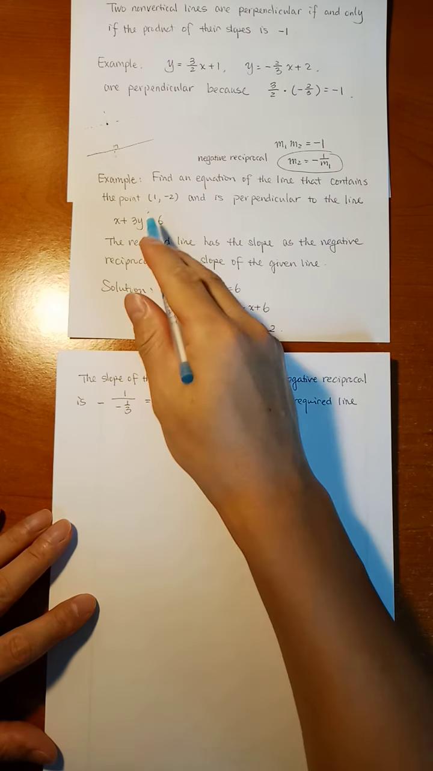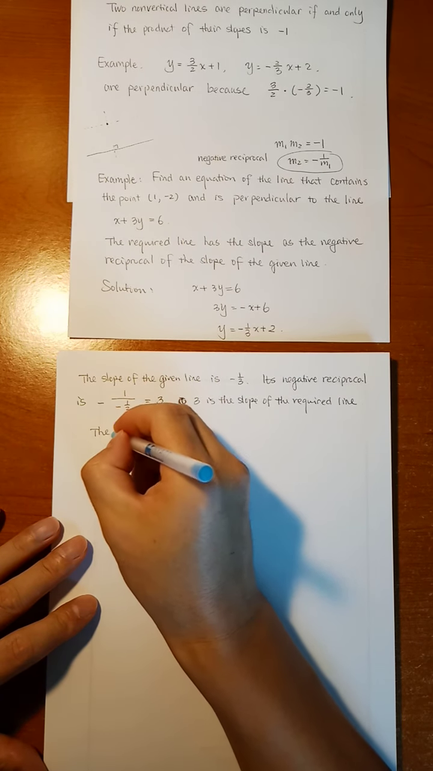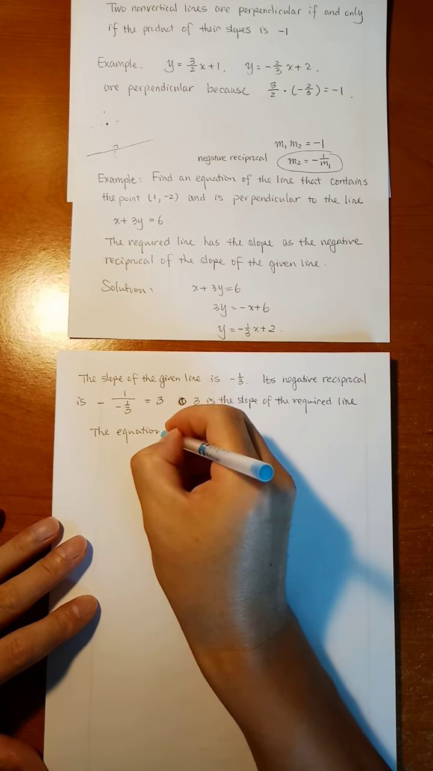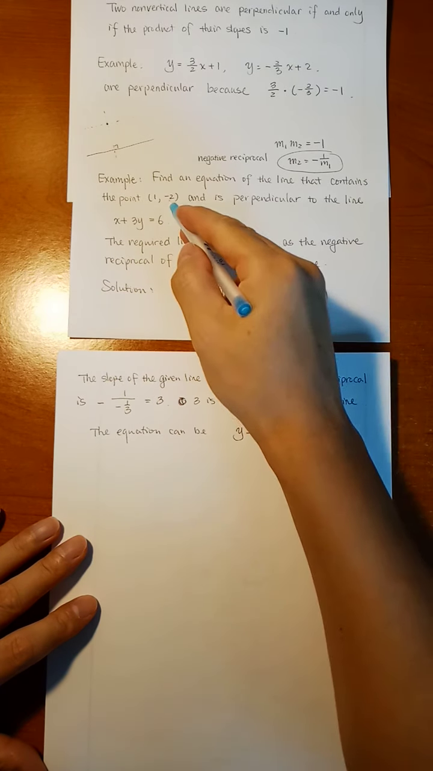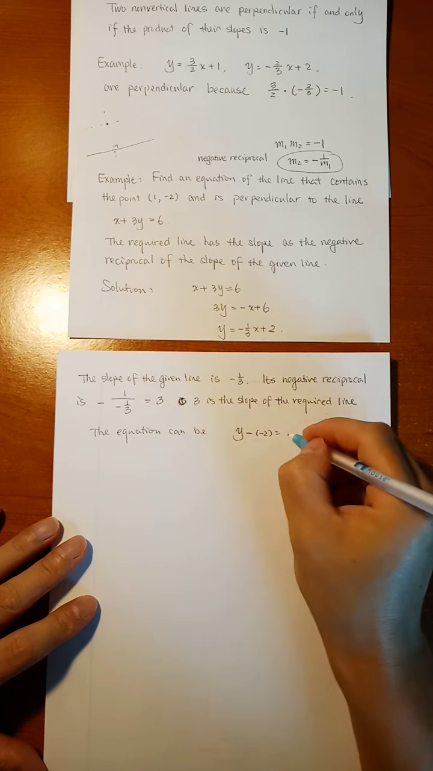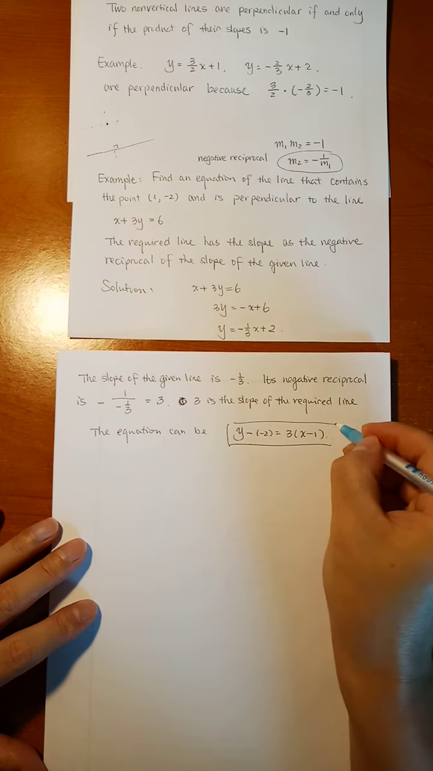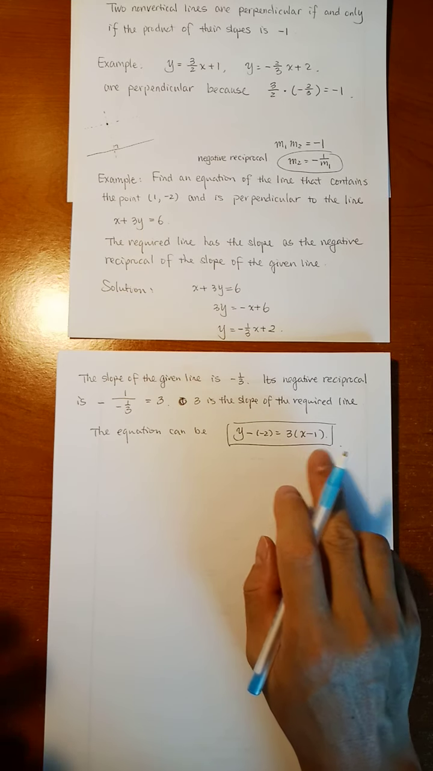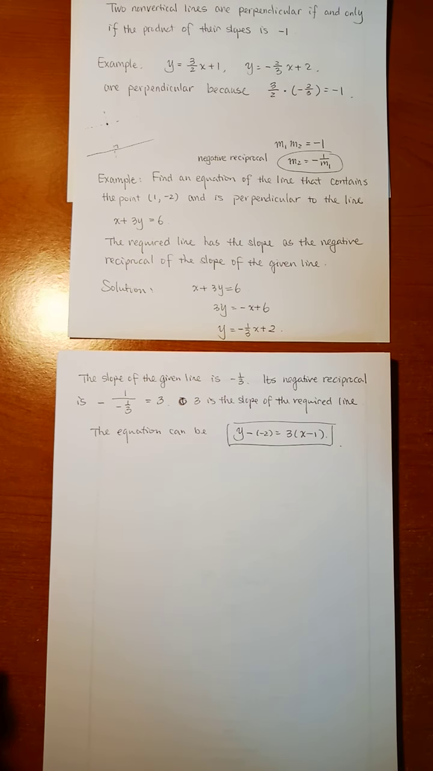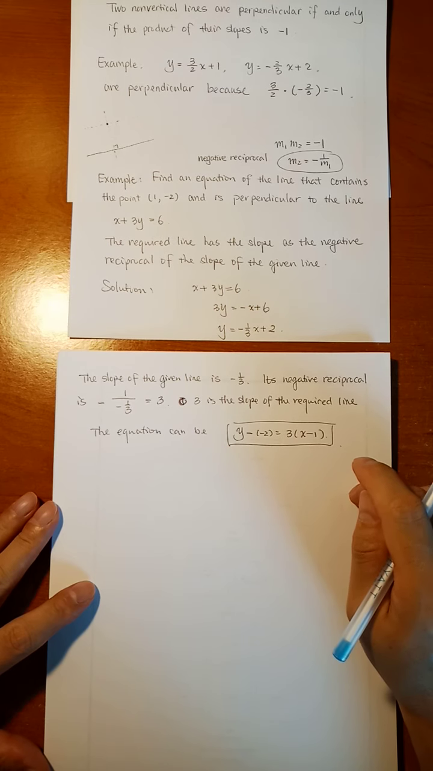You have the slope, you have a point, then you write the point slope form. So the equation can be y minus y coordinate is equal to slope times x minus x coordinate, and that's it. In the exam, don't simplify it. From here, I can clearly see what is a slope, what is a point. All right, so that's the example. Don't simplify.